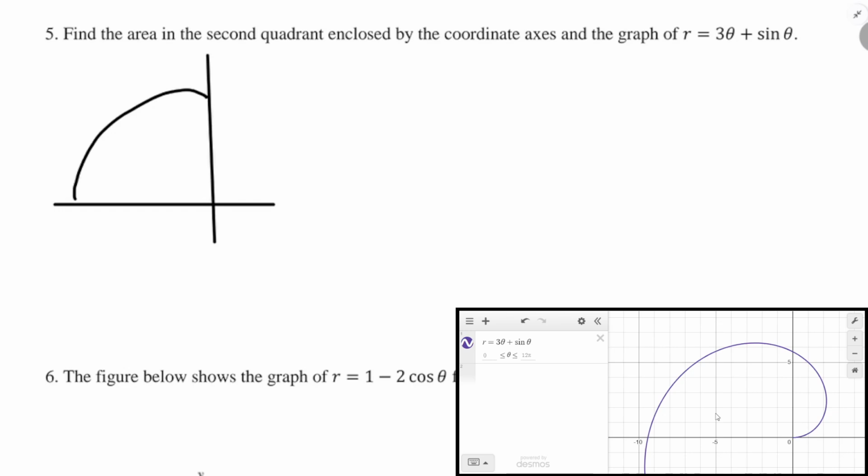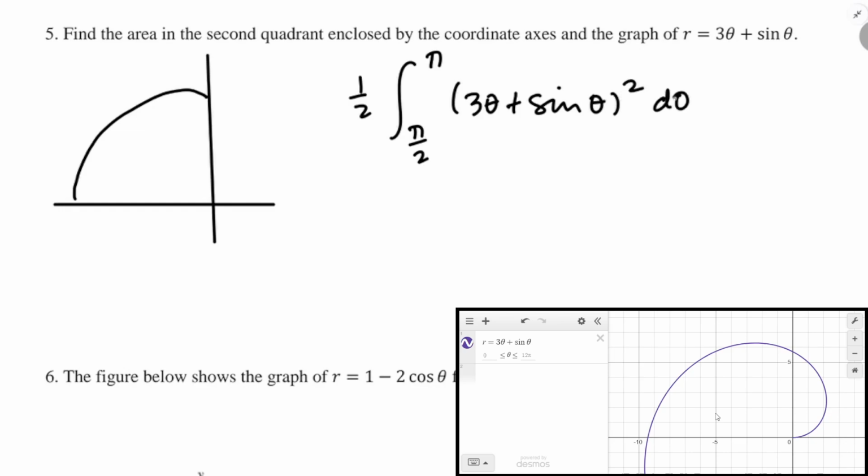But really what we need to know is that it's going to go from pi over 2 to pi. We need to integrate 1/2 r squared d theta. And I wonder if with that definition of r, I actually don't know if this is going to work.